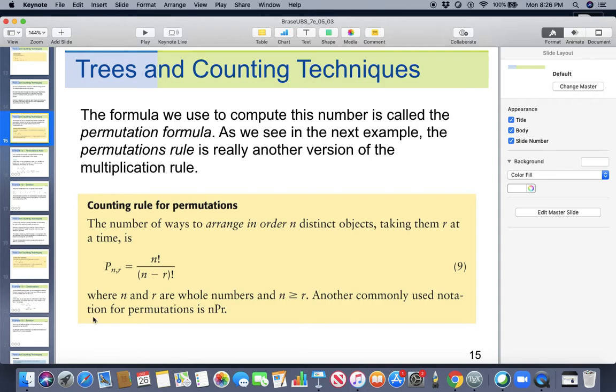Another commonly used notation for P(n,r) is nPr. In calculators, typically you see this button, okay? Regardless, nPr is the same as P(n,r).